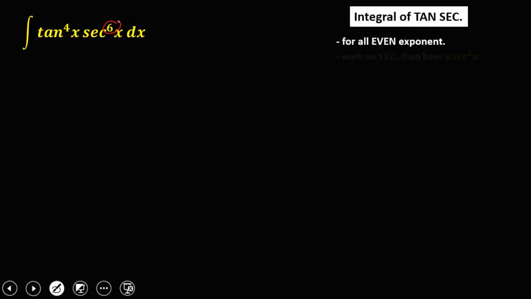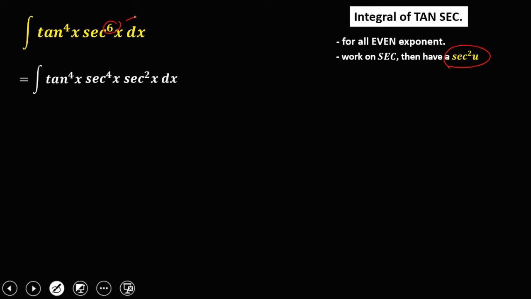So we have this given, the integral of tangent to the power 4x, then secant to the power 6x dx. Now, since this given satisfies one of the two conditions, that the exponent of secant is an even number, therefore we need to work on secant, and we need to have this secant squared u. So to have secant squared u from secant to the power 6, this becomes secant to the power 4, then secant squared x dx.